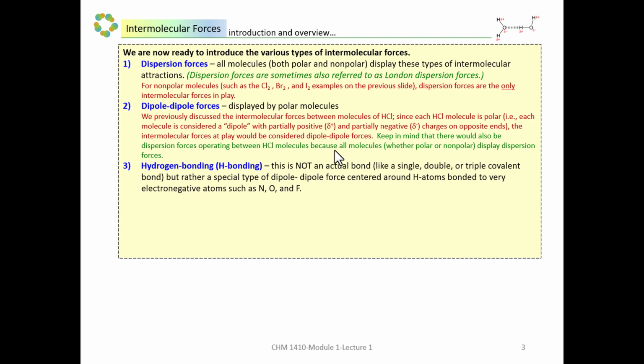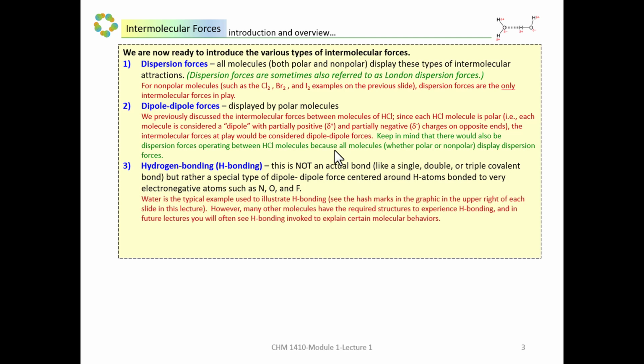A third type of intermolecular force we'll discuss in this lecture is called hydrogen bonding. This is not an actual bond in the sense of being compared to an actual single, double, or triple covalent bond in a molecule, but rather it's a special type of dipole-dipole force centered around hydrogen atoms bonded to very electronegative atoms such as nitrogen, oxygen, and fluorine.